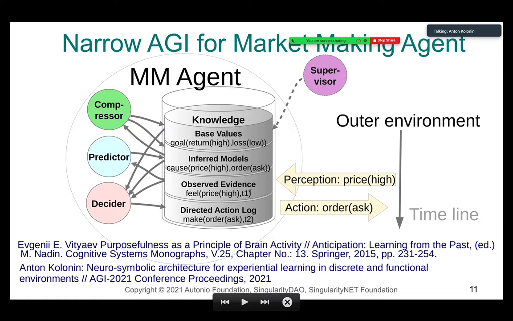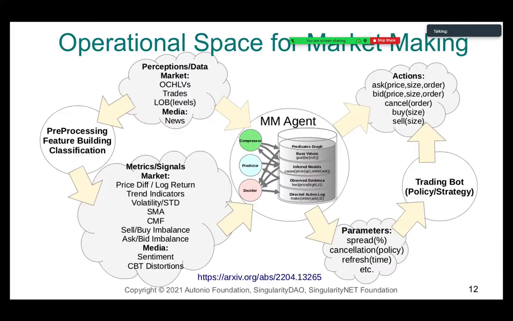Observed evidence might be that there is some high price at the point in time T1, and the actions might be like create the ask order at the time T2. And then based on predictions and decisions, we just perceive particular events on the market and we make the actions. So that's just describing the conventional reinforcement learning task in terms of this particular approach.